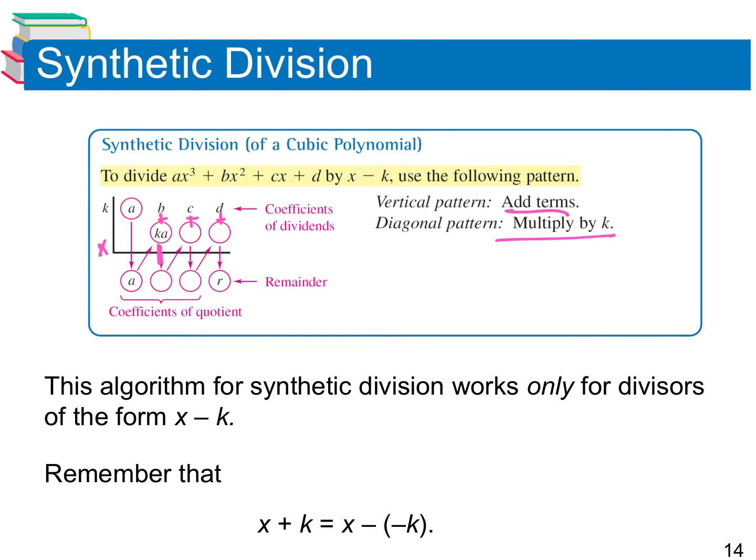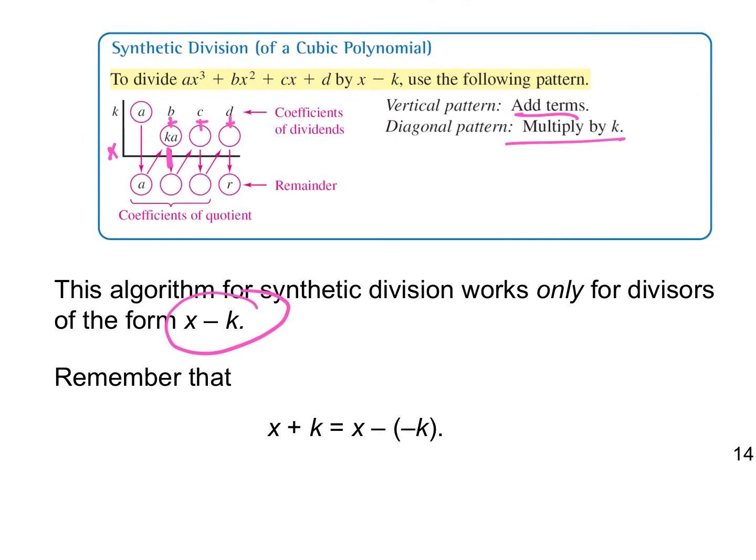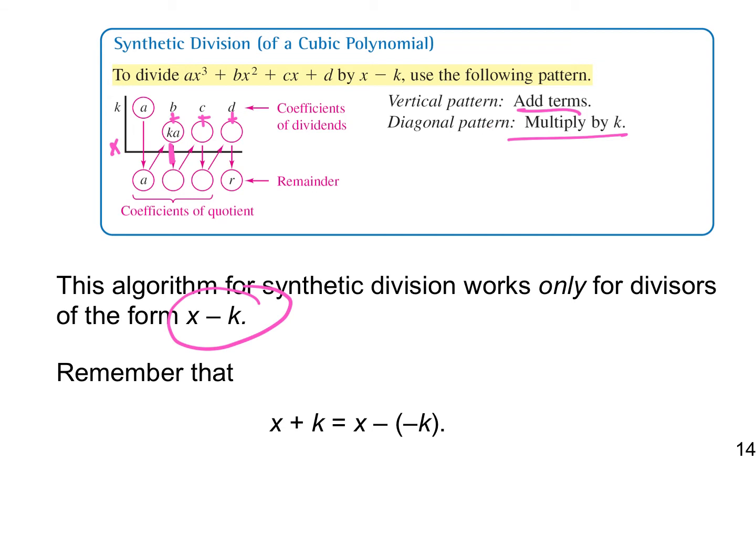Synthetic division only works for divisors of the form x minus k. If you had like an x squared minus k and it asks you to divide that, synthetic division wouldn't work. So it only works when it's like x minus or x plus some number. And then here, yeah, synthetic is definitely faster.